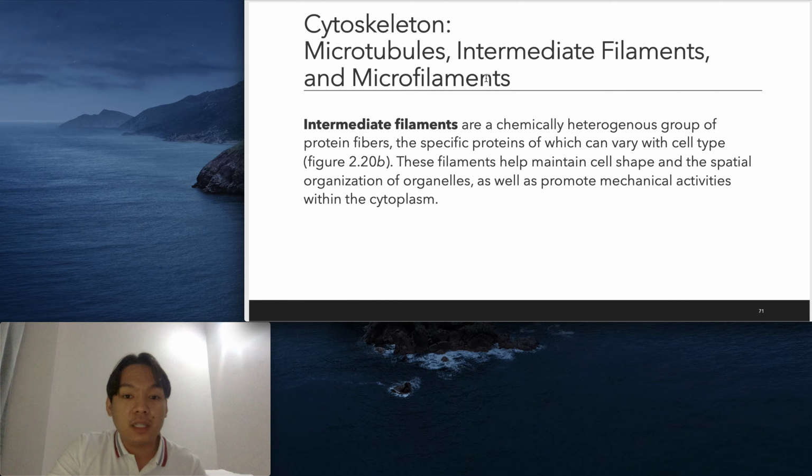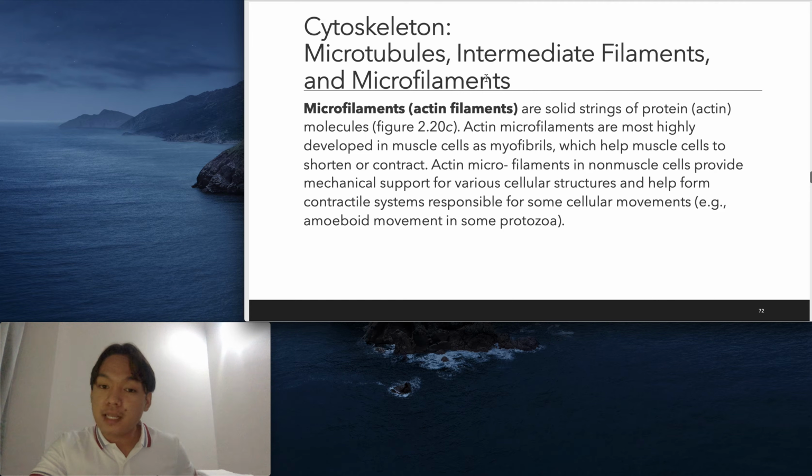So we have intermediate filaments. These are a chemically heterogeneous group of protein fibers. These have specific proteins which can be carried by different cell types. These filaments are maintaining the cell shape and spatial organization of organelles. The same thing with mechanical activities of your cytoplasm.